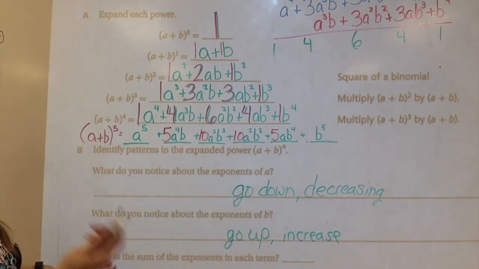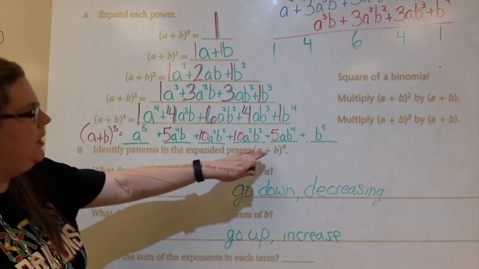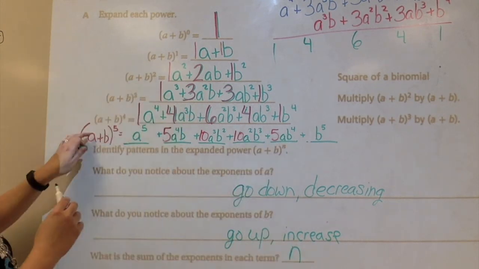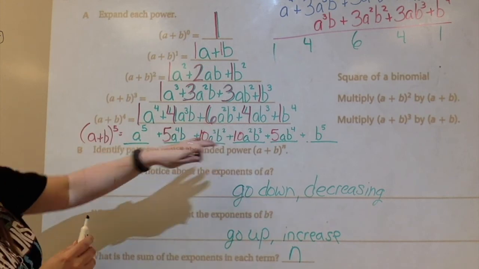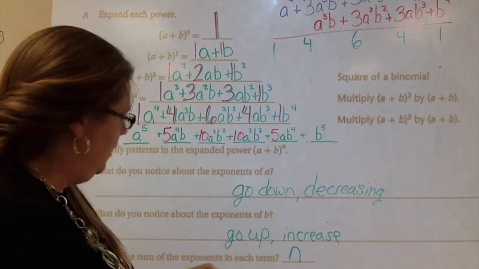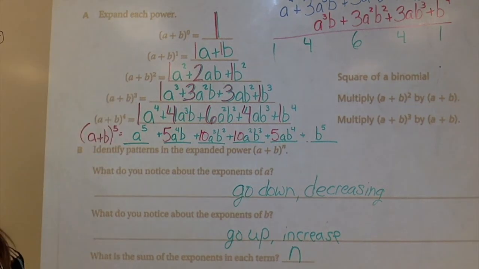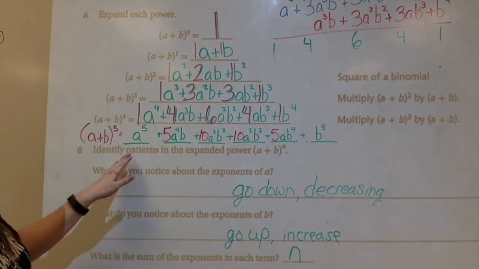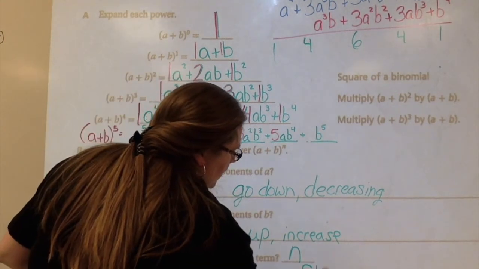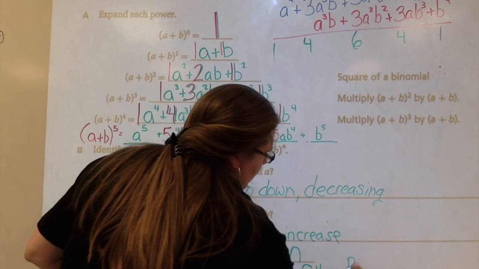And it says, what is the sum of the exponents in each term? Well, if you're talking about a plus b to the n, then the sum would be n. Because when you're talking about a plus b to the 5th, the sum is always 5. A plus b to the 3rd, the sum is always 3, and so on and so forth. And it asked, what is the pattern of the coefficients in each term? And we noticed that they follow Pascal's triangle.